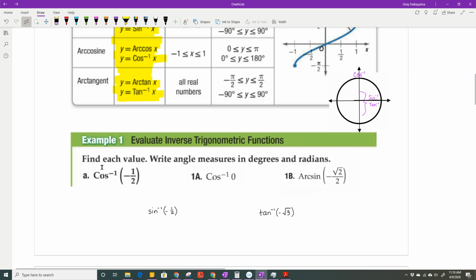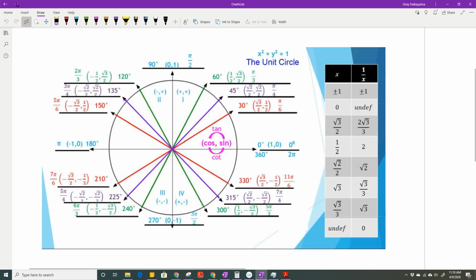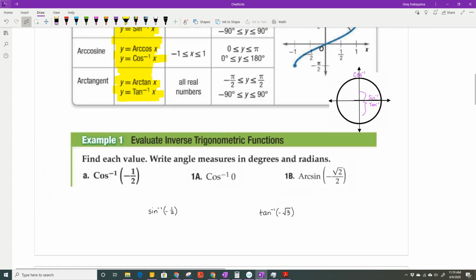All right. Find each value, and write the angle measures in degrees and in radians. So, inverse cosine of -1/2. What you're doing is going to your circle. It said inverse cosine, which is only in these two quadrants. It's negative, so I'm in this quadrant. It asks where the cosine is -1/2. Well, there's -1/2, because we know cosine is the first coordinate. So my answer in degrees is 120, and my answer in radians is 2 pi over 3. So we're going to write that: 120 degrees and 2 pi over 3 radians.